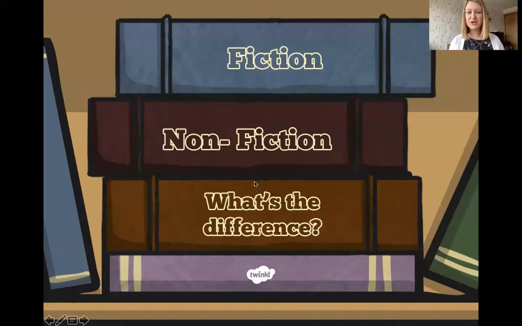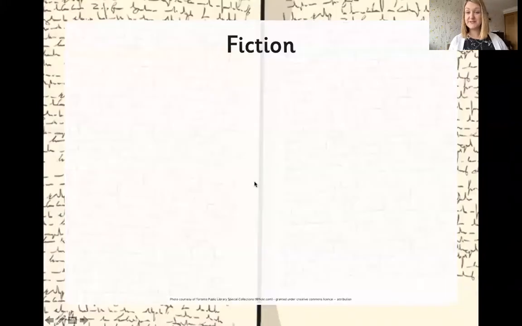Now, to start off our new unit in literacy, we're going to be having a look at a range of texts and the features they have. And we're going to be focusing today on what is the difference between fiction and non-fiction. I wonder what you're reading at home at the moment. I wonder if that is fiction or non-fiction. So let's have a little look together then. So what are the actual differences?